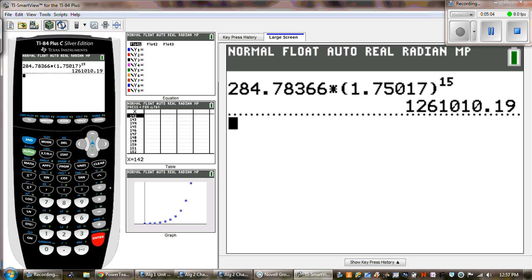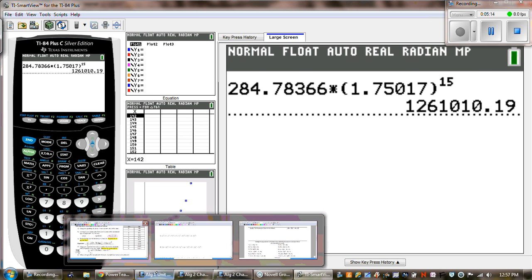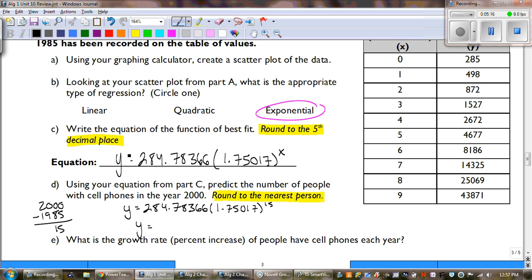All right, so remember, we have to round this to the nearest person. We can't have 0.19 of a person. So yeah, it automatically gets rounded up. So our answer, rounded, is going to be 1,261,011 people.